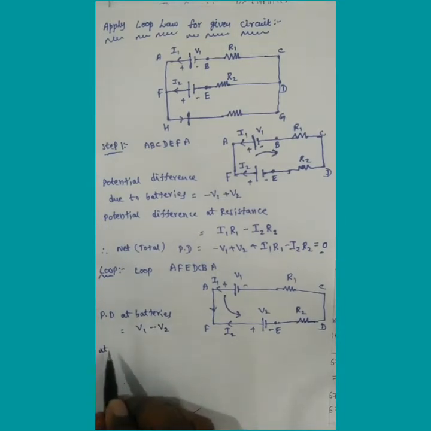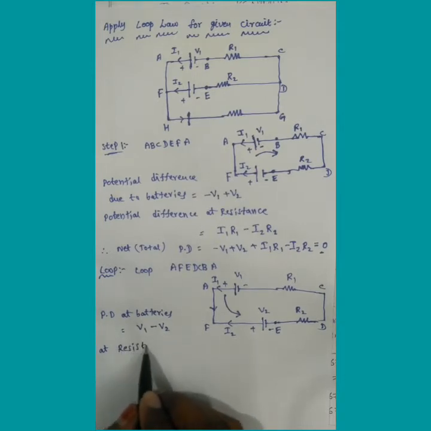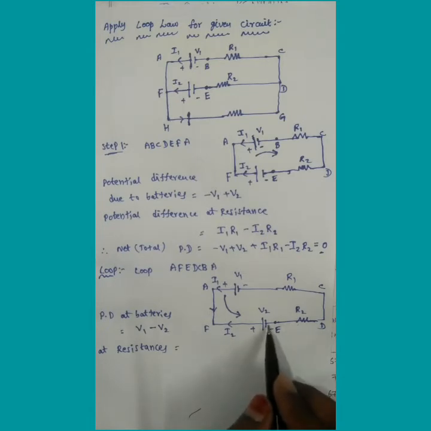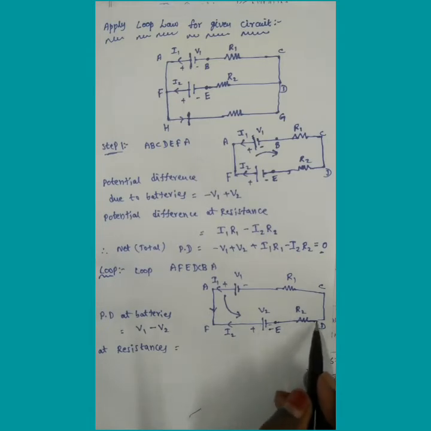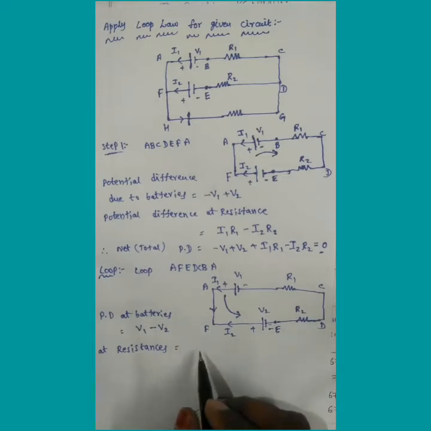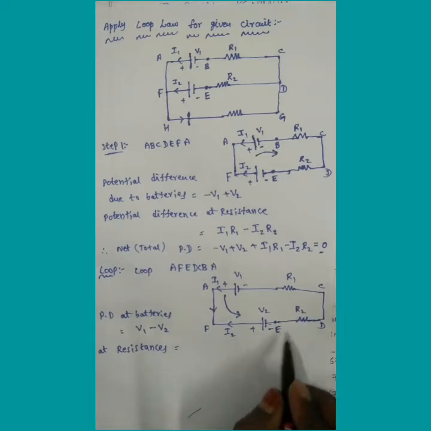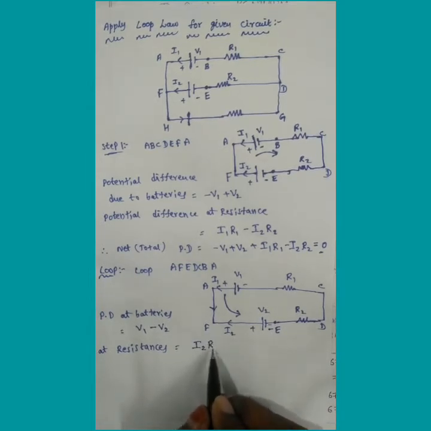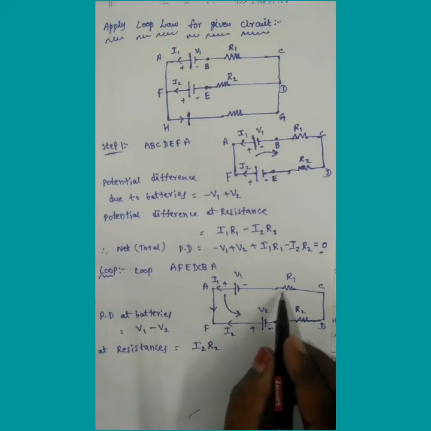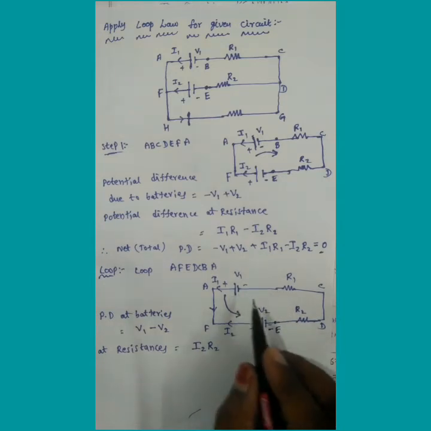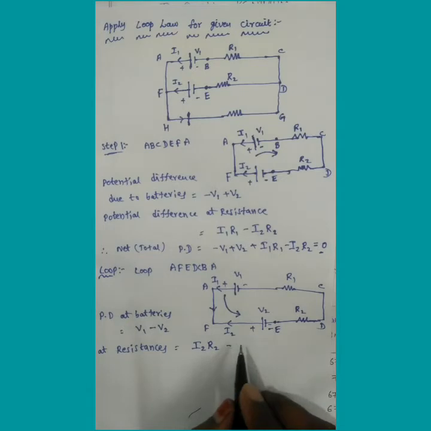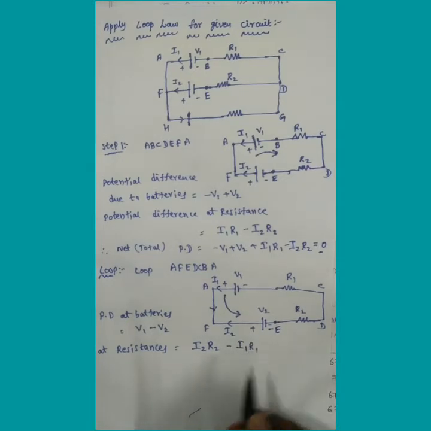Same like that at resistances. Suppose at R2, it was connected to the negative terminal. That's why we have to take plus, because the current is flowing in the opposite direction, that is I2 R2. And if you come here, this resistor's one end is connected here, but we are taking the loop in this direction, so we have to take minus, that means I1 R1.